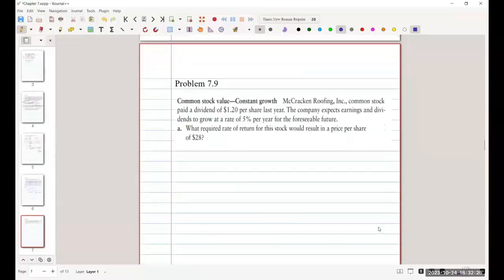Right, so let's look at the next problem, problem 9, again from the end of your chapter. It is again using the constant growth model. Let's see what it wants us to find out. McCracken Roofing Inc. common stock paid a dividend of 1.20 per share last year. When you read something like this, last year, this is not next year, so treat this as D0. The company expects earnings and dividends to grow at a rate of 5%. So this is your growth rate, for the foreseeable future. I've just taken up part A because the other parts are similar; they just change the data.